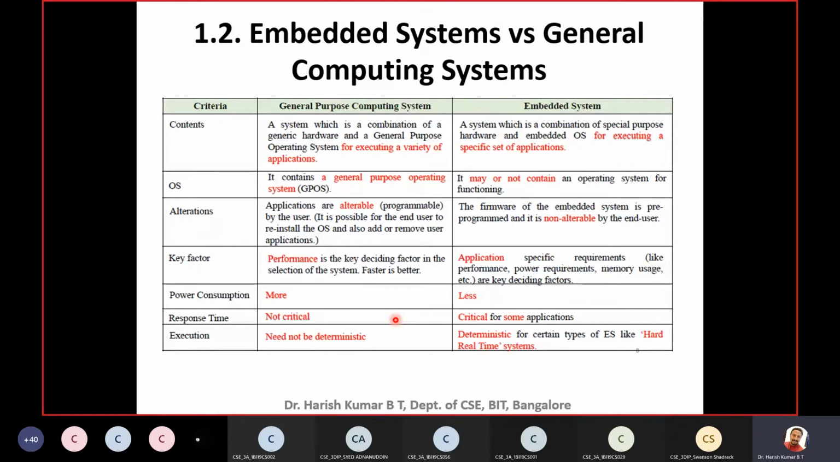Hello. Yes. So the last one you understood. What is the meaning of deterministic? Here, the execution time in a general purpose computing system is non-deterministic, whereas here it is deterministic. It must be deterministic. So if you have any doubts here, please let me know before I go to the next slide.